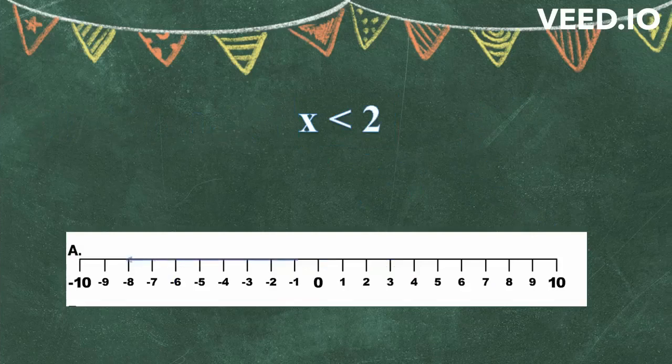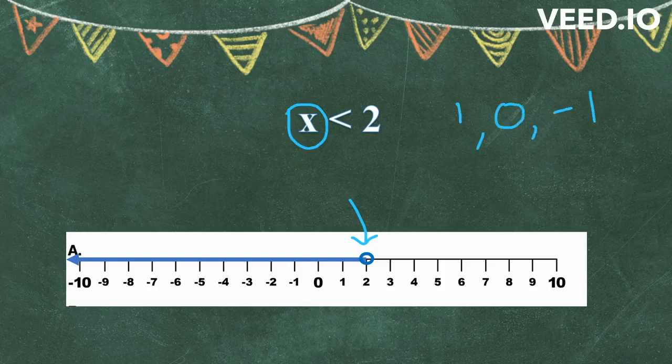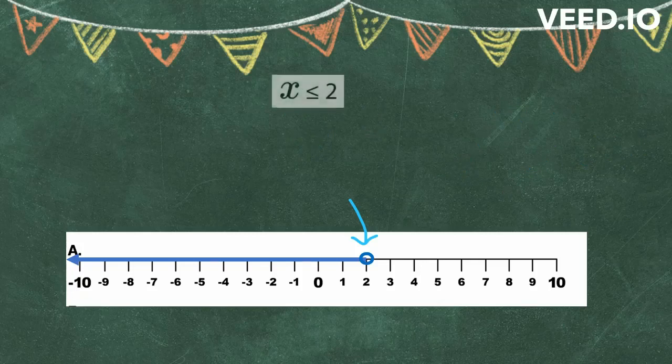Suppose we say x is less than 2. It means it can hold any value lesser than 2. See the circle here? We didn't shade that circle, it is open, which means x does not hold a value equal to 2. X cannot be 2, it is only lesser than 2. So x can be any value like 1, 0, minus 1, minus 200, minus 5, minus 2, anything lesser than 2.